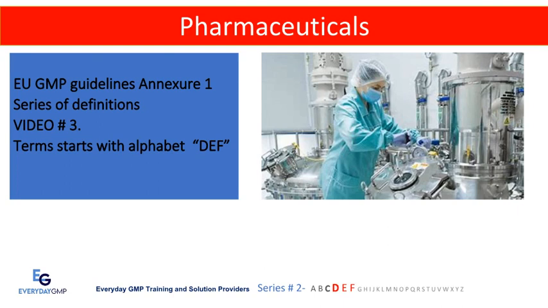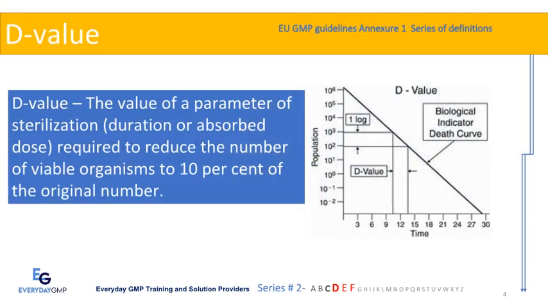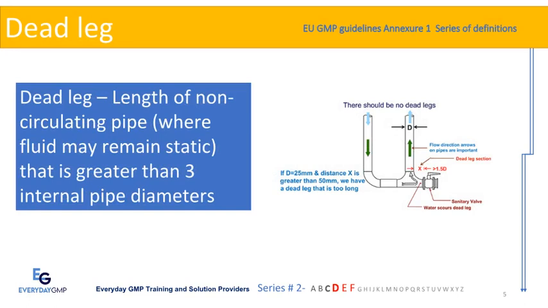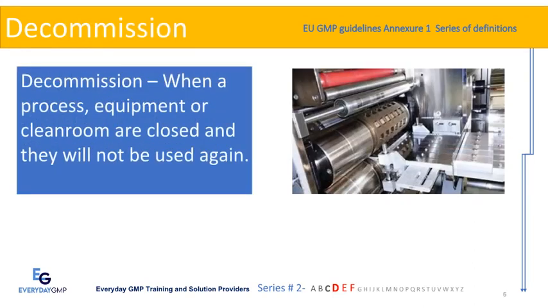So let's start. D value. The value of a parameter of sterilization, duration or absorbed dose, required to reduce the number of viable organisms to 10% of the original number. Dead leg. Length of non-circulating pipe, where fluid may remain static, that is greater than 3 internal pipe diameters. Decommission. When a process, equipment or clean room are closed and they will not be used again.